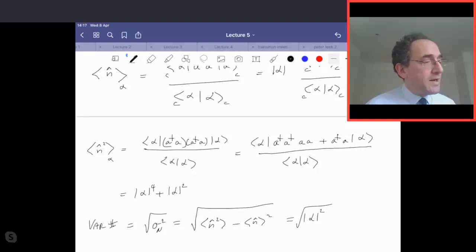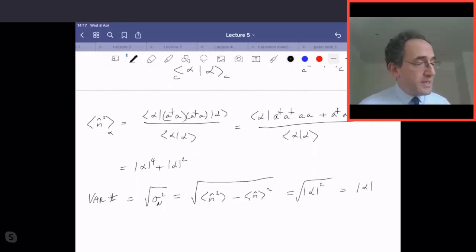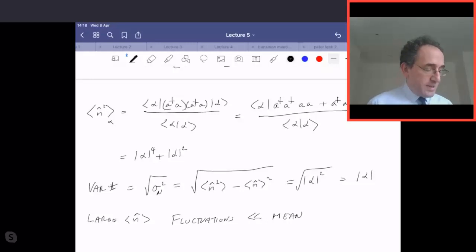Did I do that right? I think I did that right. Yeah. Okay, so this is actually quite important: for large n hat, the fluctuations are much smaller than the average, than the mean. The mean goes as alpha squared, and the fluctuation goes only as alpha.